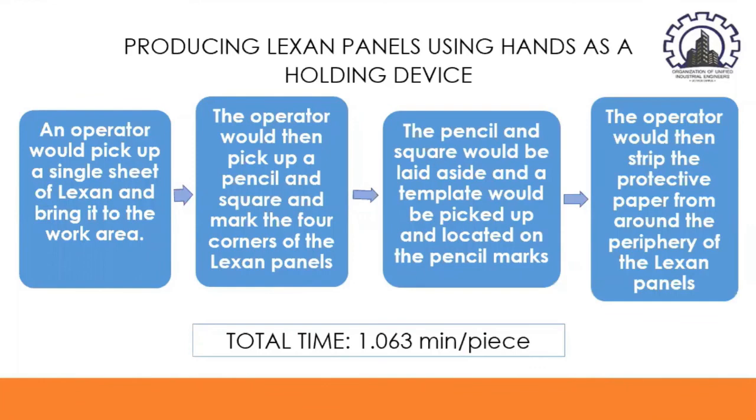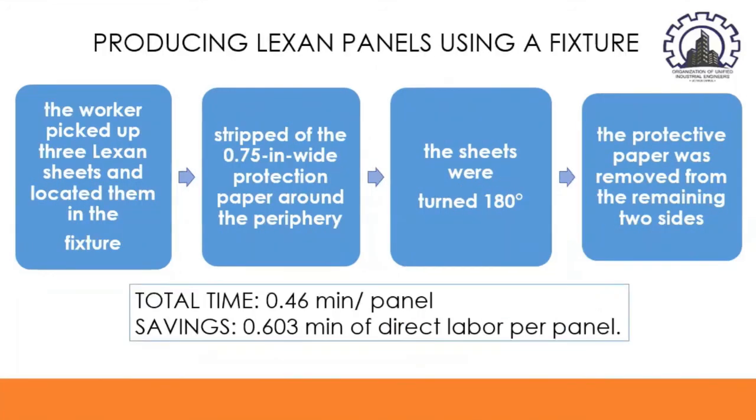As you can imagine, the operator is doing the whole process manually. His dominant hand is doing the effective work while his non-dominant hand is doing ineffective work because it is only holding the Lexan panel. It takes a longer time, is a hassle, and gives a non-excellent quality of product. This process has a total time of 1.063 minutes per piece. We can compare it to producing Lexan panels using a fixture.